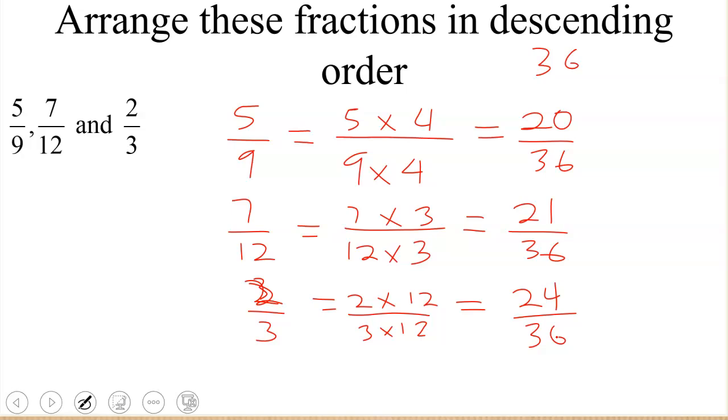The greatest numerator becomes the greatest fraction. All right. And we are to arrange it in descending, meaning that the bigger one comes first. So the biggest one among them is 2 thirds. So 2 thirds comes first, followed by 7 twelfths, followed by 5 ninths. So that becomes the order of magnitude for these fractions in terms of descending.